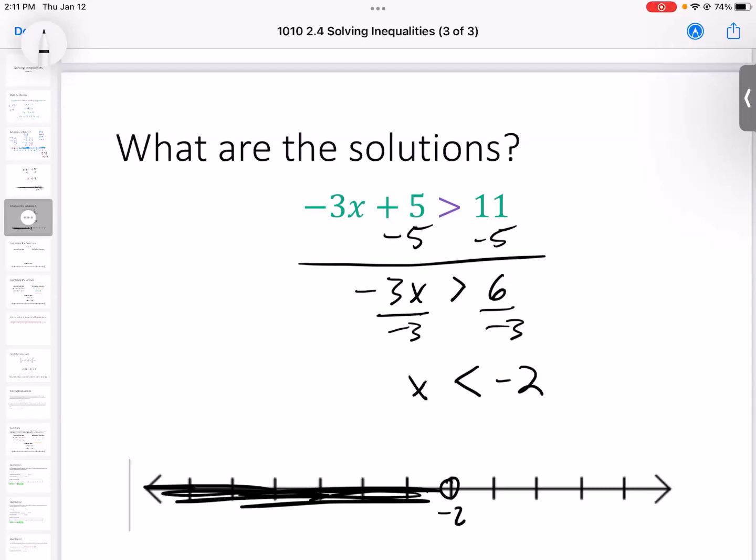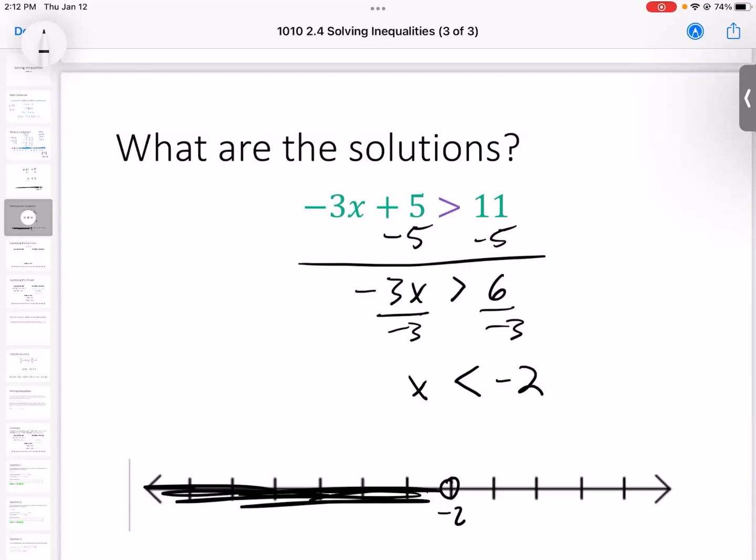All right. So do you guys have any questions on that? On how the graphing works? And again, if this was a greater than or equal to, then this would be a solid circle. So you only use open circles when the number itself is not a solution.